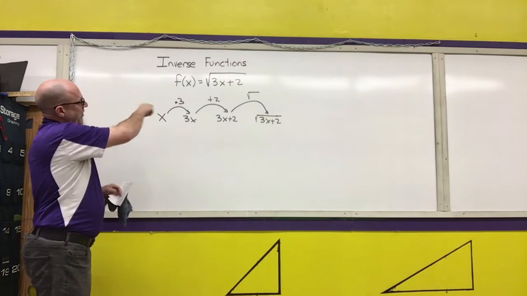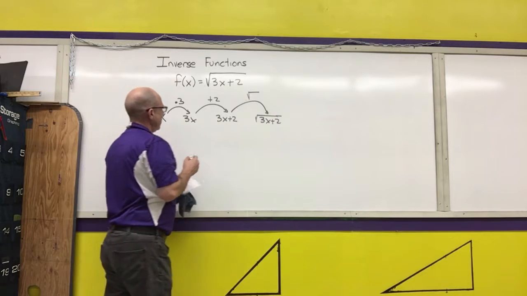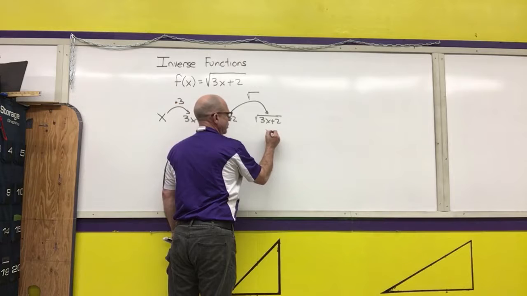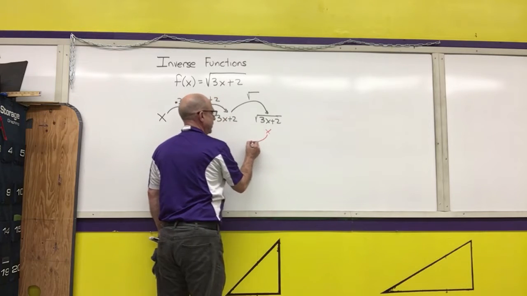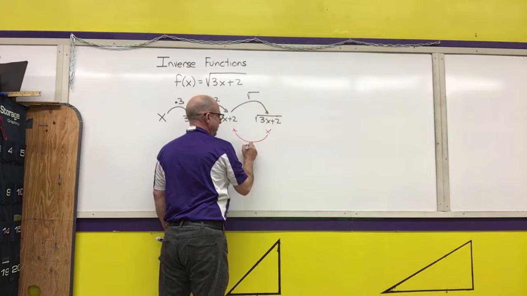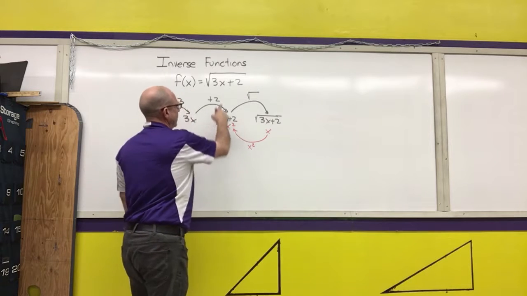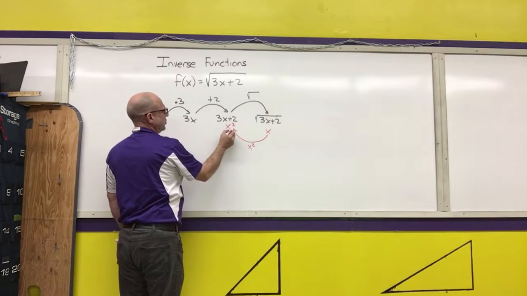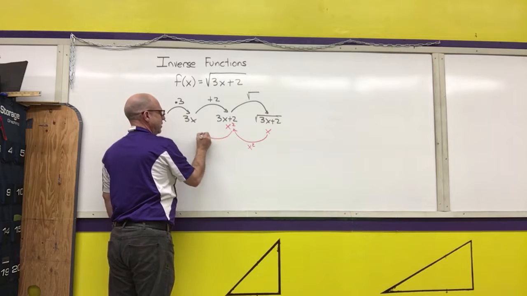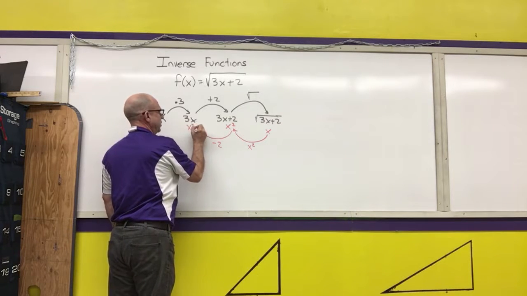So that is my mapping of my original function. So now I want to go backwards. So I start with x, and we undo taking a square root by squaring the number. So I'm going to just write x squared, and that gives me x squared. I undo adding 2 by subtracting 2. That's going to give me x squared minus 2.